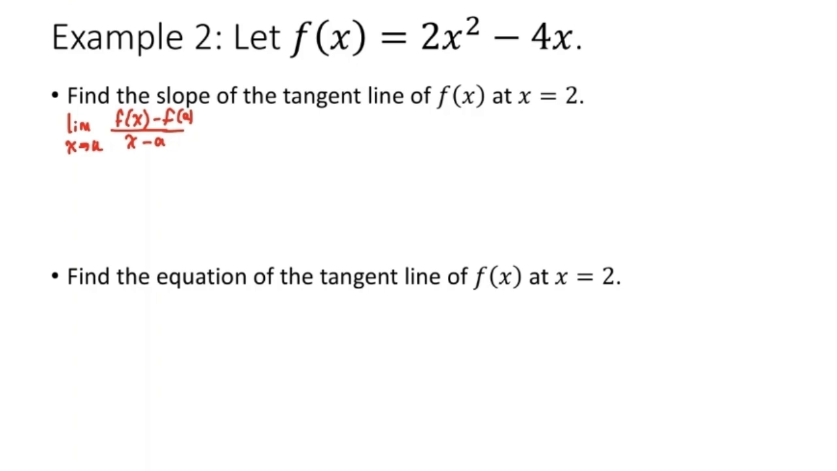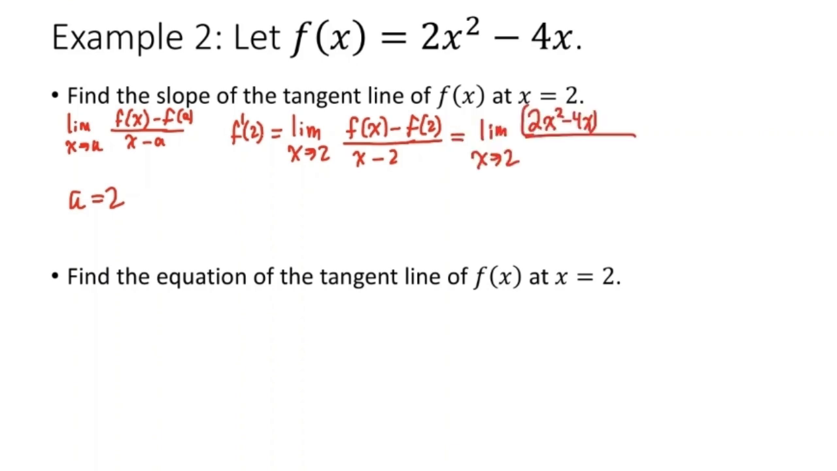Now in this problem, since we're trying to find the slope of the tangent line at x equals 2, that means our a is equal to 2, which means we're trying to find f prime of 2, which equals the limit as x approaches 2 of f of x minus f of 2 all over x minus 2. f of x is our function, 2x squared minus 4x. After plugging 2 into our function, we get that f of 2 is 0, and our denominator is x minus 2. One thing to note, anytime we try to do direct substitution with these limits to find the slope of the tangent line, we are always going to get 0 over 0.